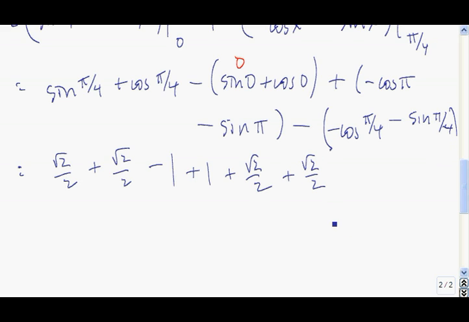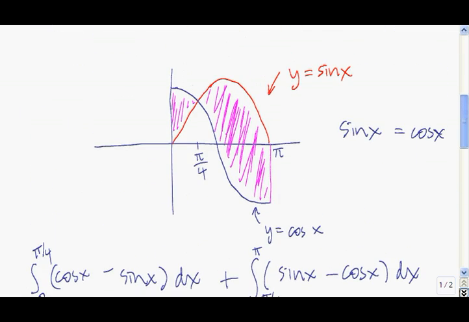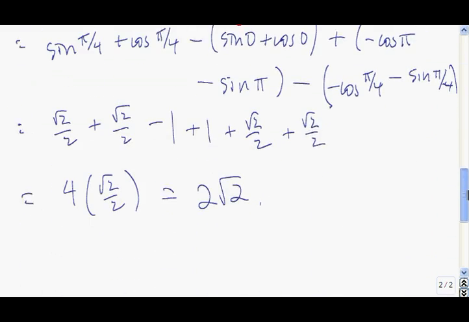So we have plus another root 2 over 2. In the end, we have root 2 over 2 plus root 2 over 2, these two cancel with the minus 1 and plus 1, and another root 2 over 2, and another root 2 over 2. So we have 4 root 2 over 2, which is equal to 2 root 2. So the area of the pink shaded region here is equal to 2 root 2.